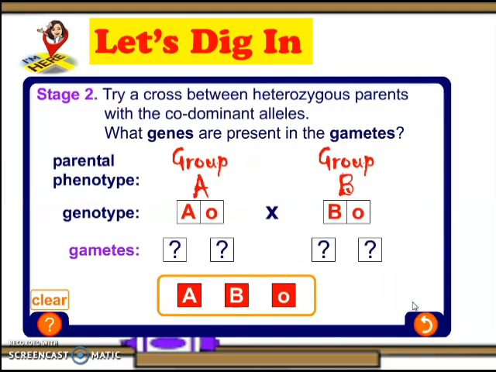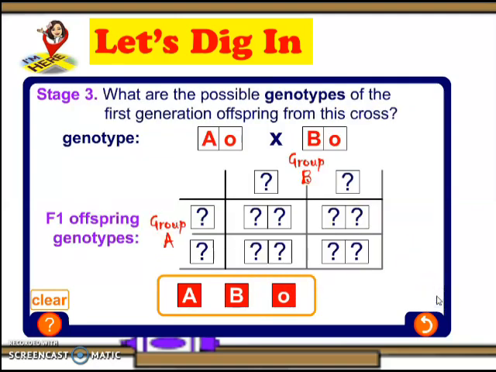Next, try a cross between heterozygous parents with the codominant alleles. What genes are present in the gametes? We have here A, O, and B, O. Next, what are the possible genotypes of the first generation offspring from this cross? So we have here A, B, and A, O. They show all the possible outcomes.